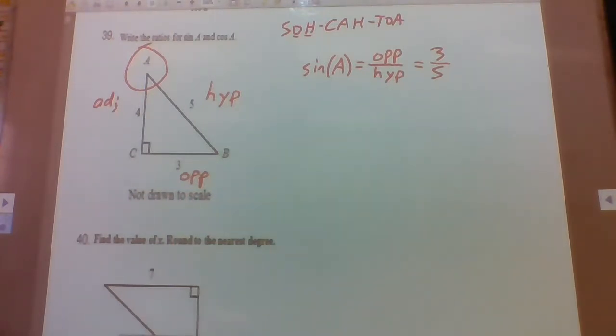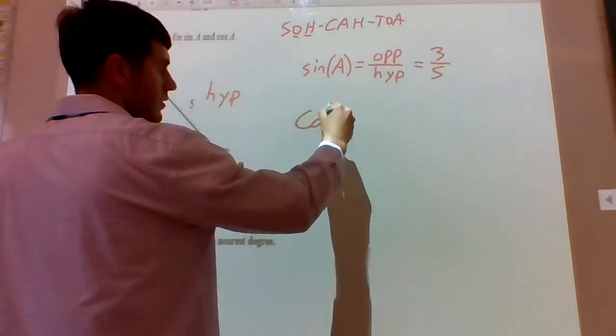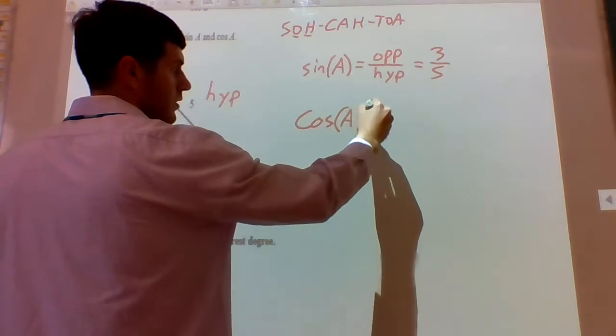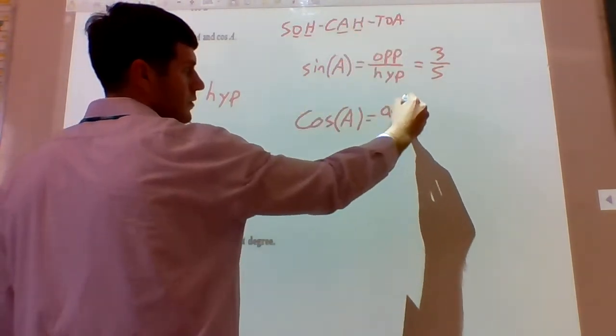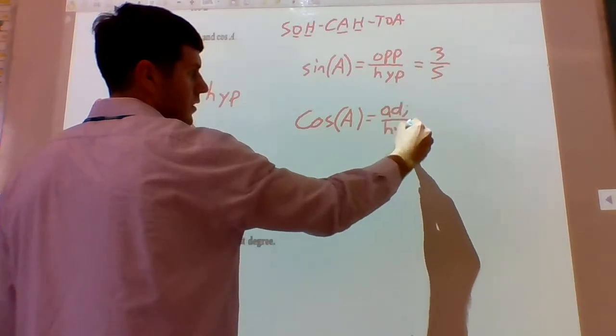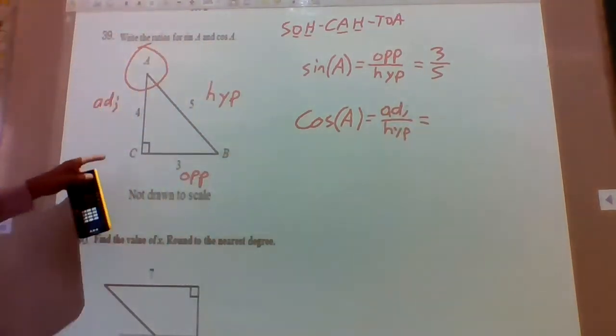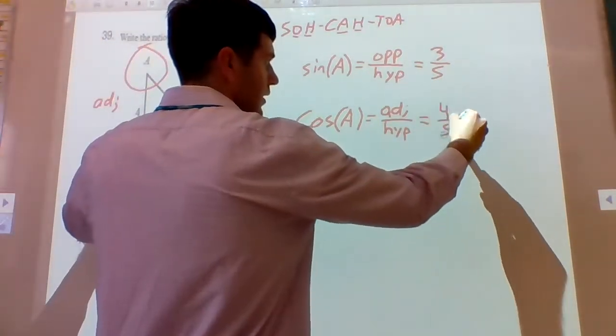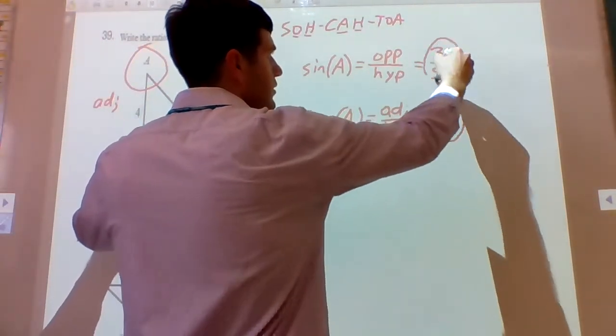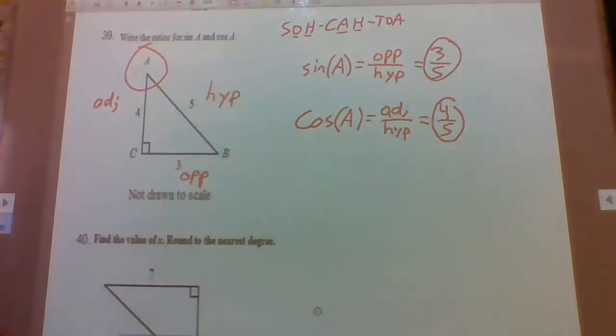Then they want the cosine of A. So cosine of A is adjacent over hypotenuse. The adjacent is 4 and the hypotenuse is 5, so 4 over 5. Okay, so here's our ratio. The ratio for sine A is 3 over 5. The ratio for cosine A is 4 over 5.